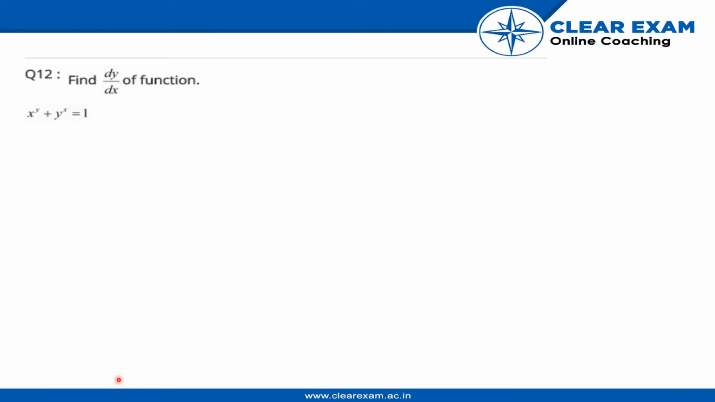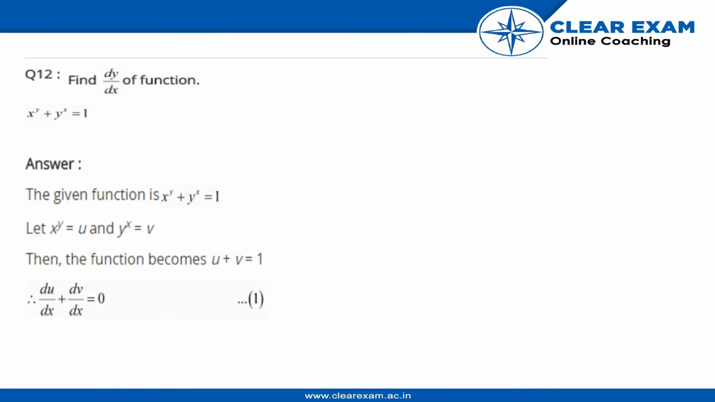Find dy by dx of the function x to the power y plus y to the power x equals 1. So let x to the power y equal u and y to the power x equal v. Hence u plus v equals 1. Therefore du by dx plus dv by dx equals 0, since the differentiation of a constant is 0.